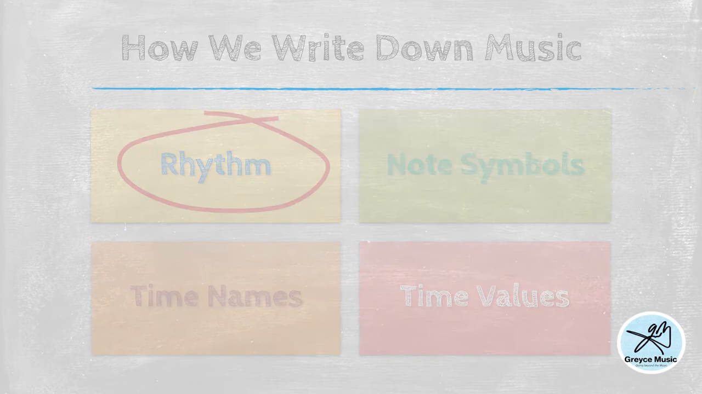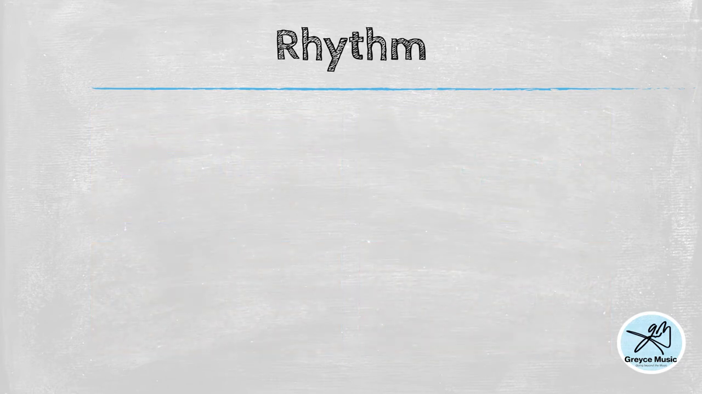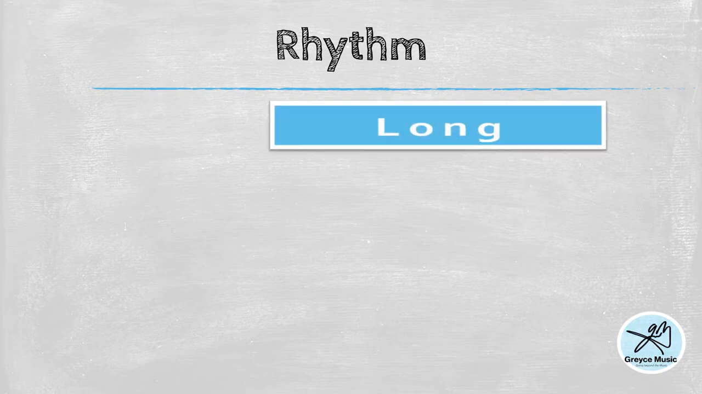The dictionary defines rhythm as a strong, regular, repeated pattern of movement or sound. With this in mind, certain notes in music can be held for a long amount of time, and others can be held for a shorter amount of time.